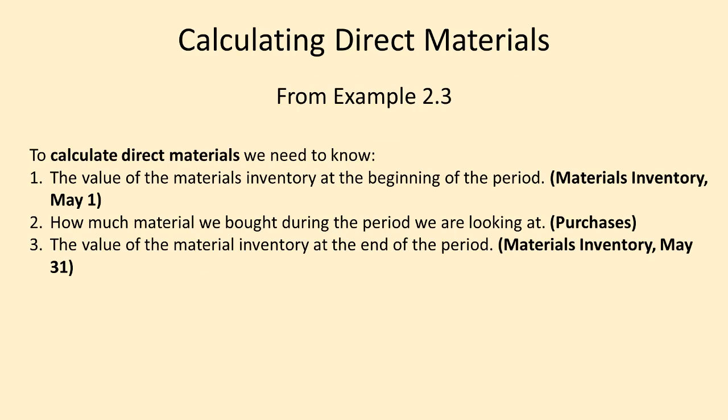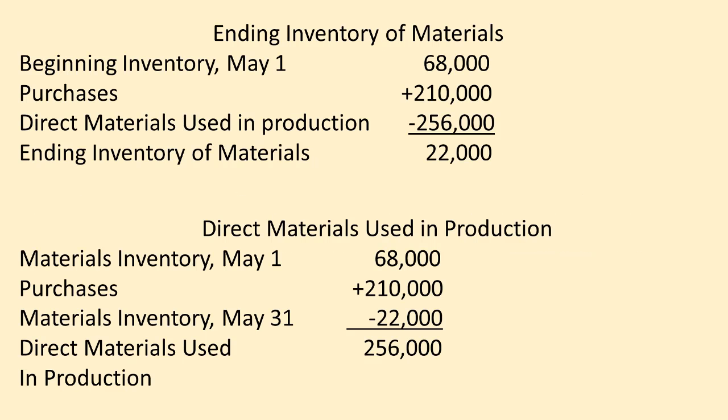In looking at the ending inventory of materials formula, you'll notice that we need to know the direct materials that were used in production. To determine the amount of the direct materials used in production, we need to know the value of the materials in the inventory at the beginning of the period. We need to know how much we bought during the period that we're looking at, and we also need to know the value of the material inventory at the end of the period. So with this in mind, let's figure out the ending inventory of materials for the case.